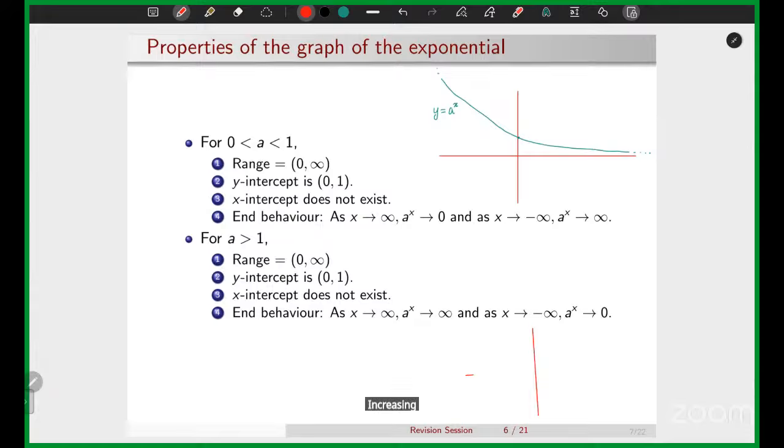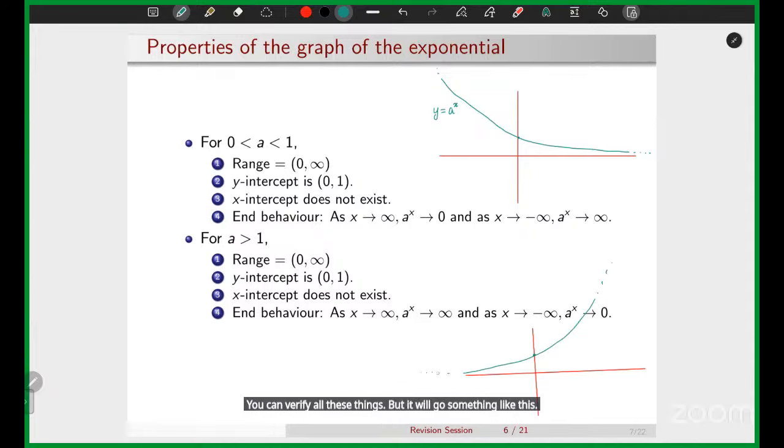Increasing upwards. The range will remain the same. The end behavior gets flipped, and the y-intercept is still the same. So you can verify all these things, but it will go something like this. Once again, it will never reach 0.